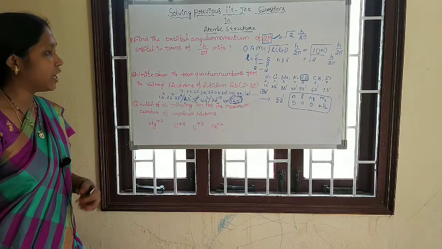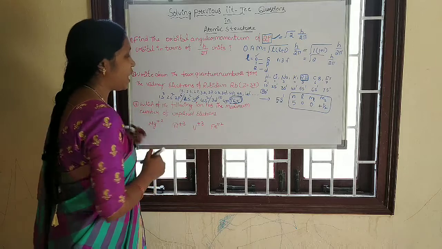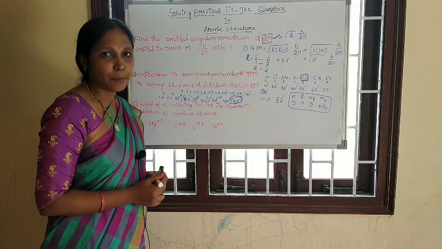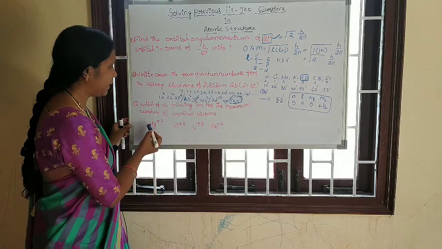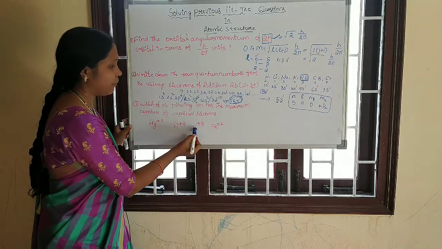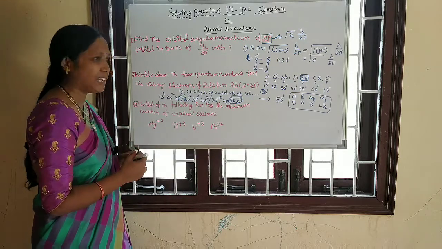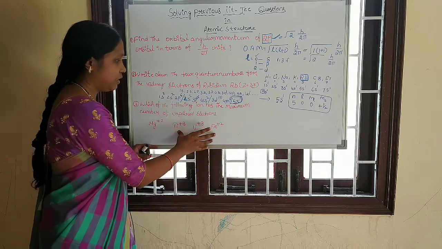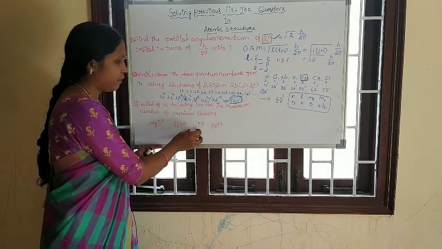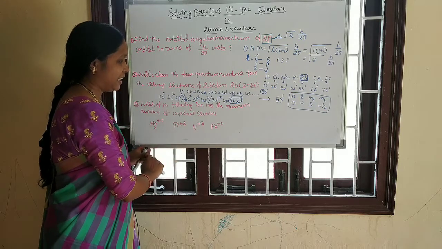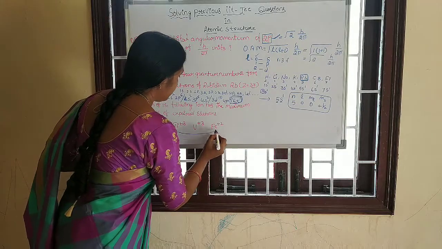Go to the next one. Which of the following ions has the maximum number of unpaired electrons? See here, magnesium, titanium, vanadium, iron is given. Okay, I will share a simple trick for d block elements. Titanium, vanadium, and iron are d block elements.